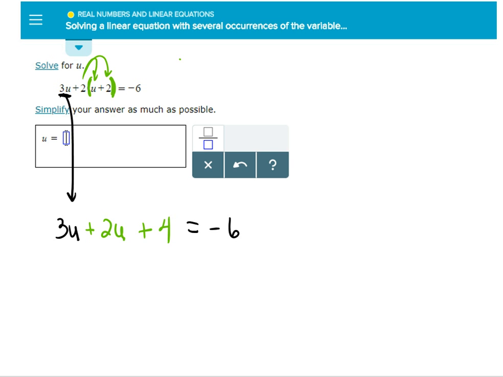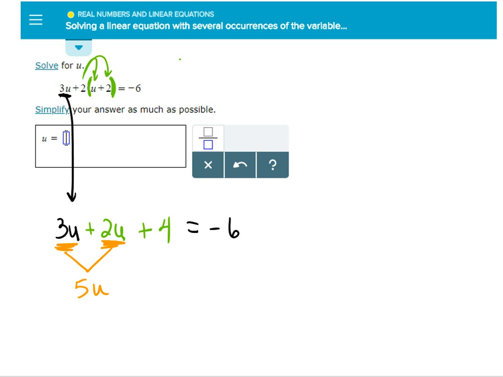That's step 1. Use the distributive property. Step 2 is going to be combining any like terms that are on the same side of the equal sign. On the left side, I have a 3u plus a 2u plus a 4. Since the 4 does not have a u, it's not a like term. But these two are like terms. I've got 3 u's here and I've got 2 u's there. So altogether, I have 5 u's. It's not 5u squared, it's just 5u.